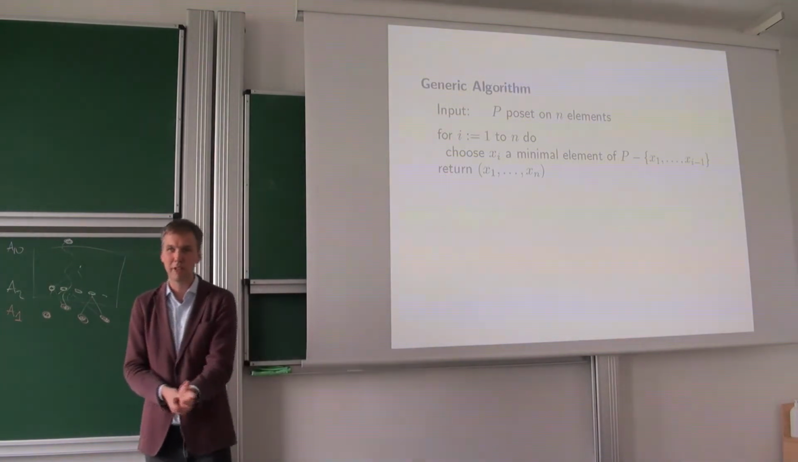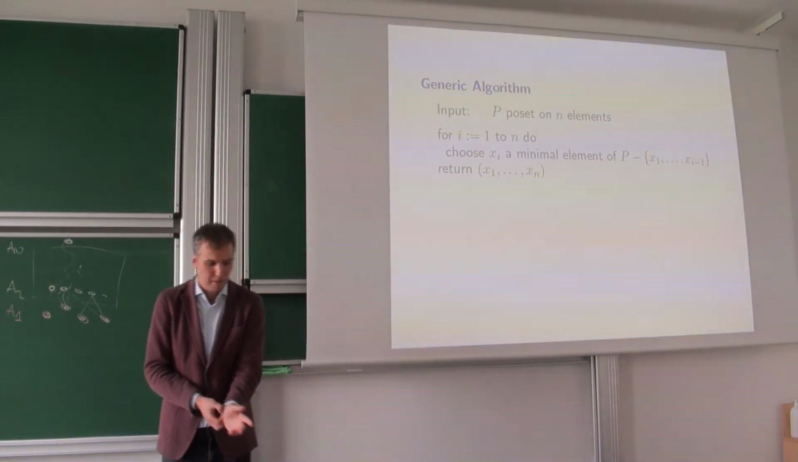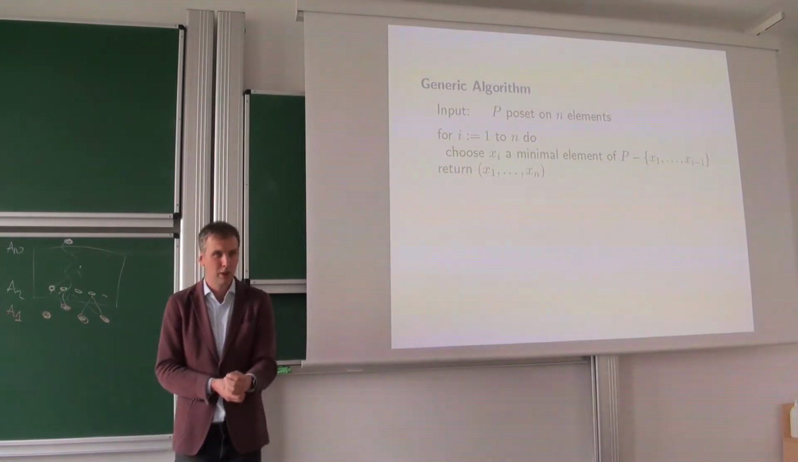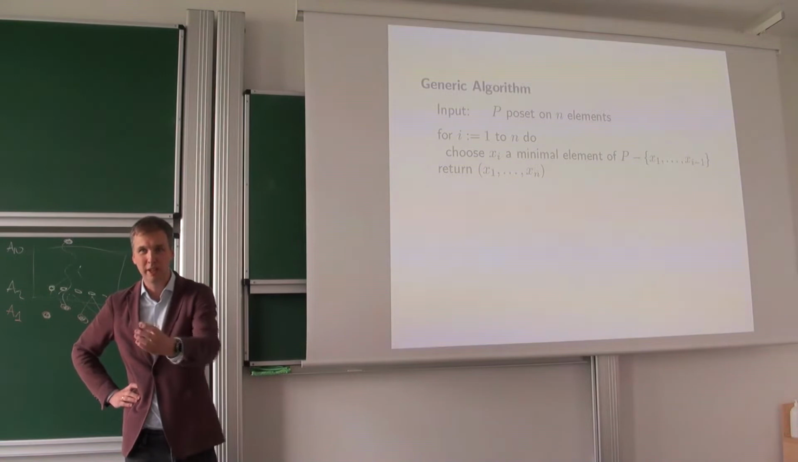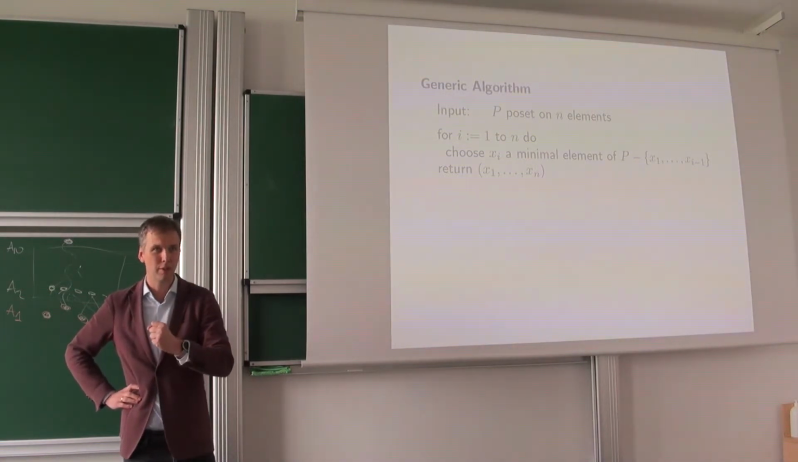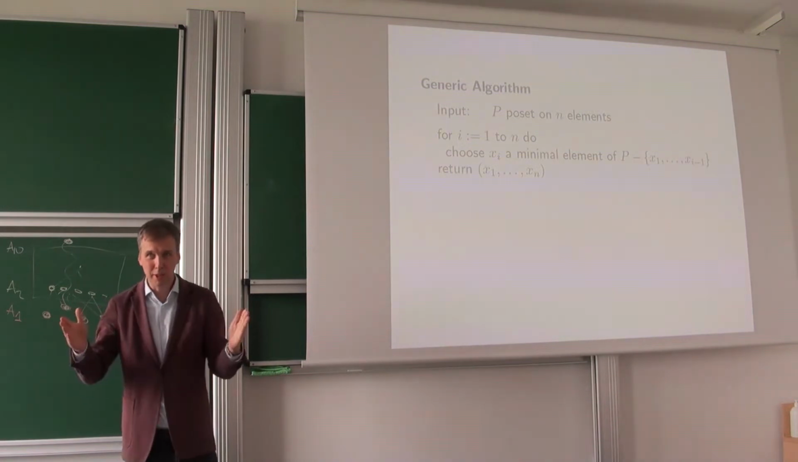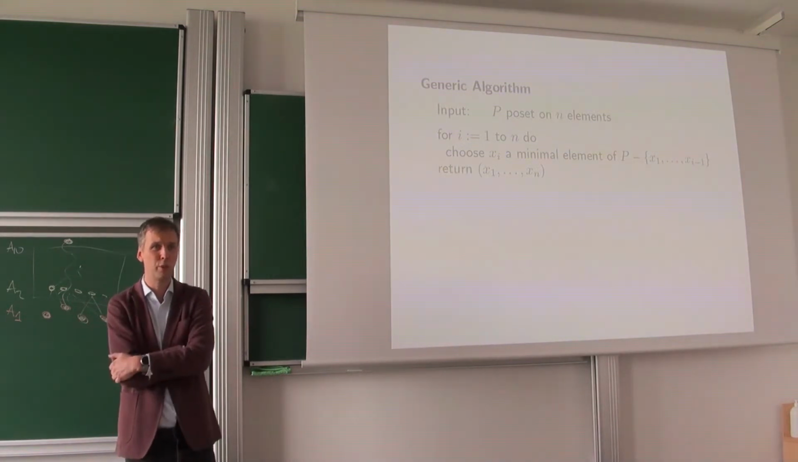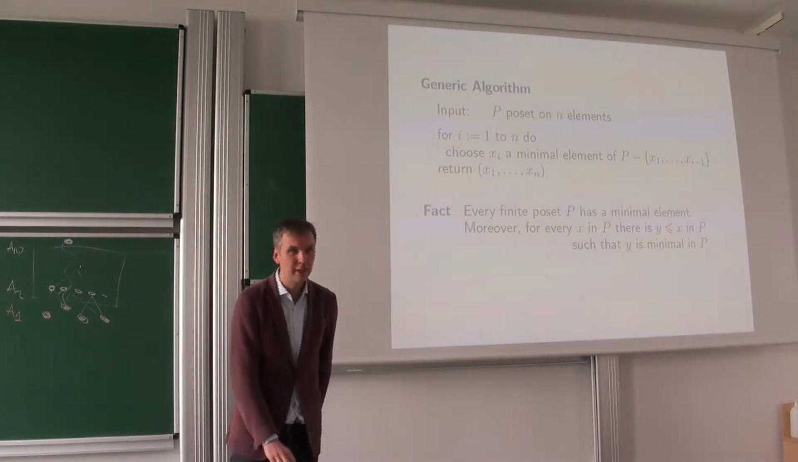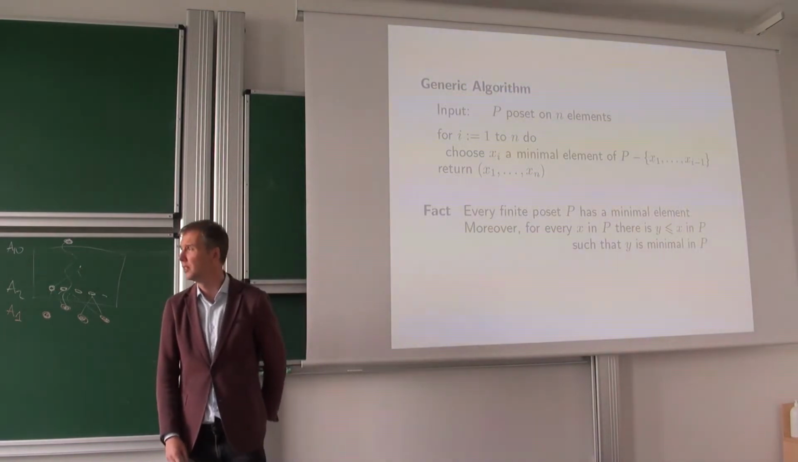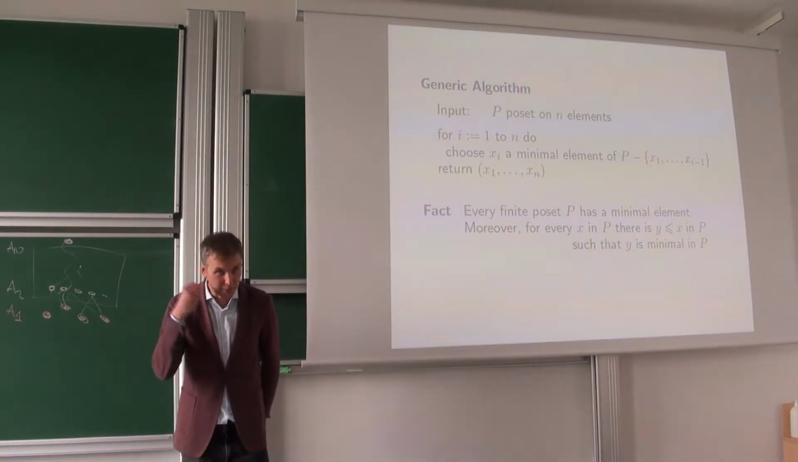So on an input we have an n-element poset, and then one by one we choose a minimal element in the current poset and we remove it. Yes, and that's it. And the sequence produced is a thing we can read as a linear extension. Okay, so it's pretty obvious, I think, that it gives what we want to, but let's spell it out.